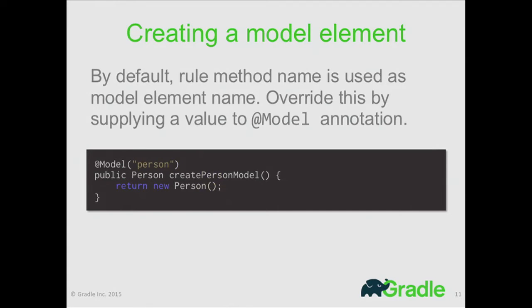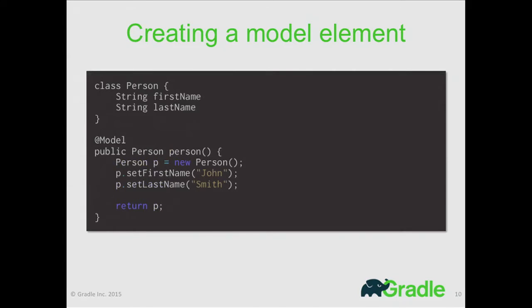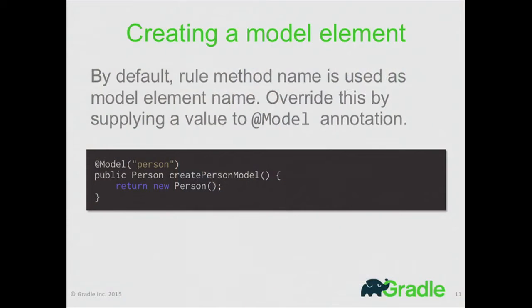By default, we interpret the method name to be the name of the model element. So in this case, the method name of this rule is person. So Gradle says, okay, the name of this new person thing in the model is going to be person. There's going to be a new model element with the name person, and it's going to be this object. You can override that if you want. I can define any arbitrary name for this method, and then I just pass as an argument to the model annotation, hey, I actually really want to call it this.